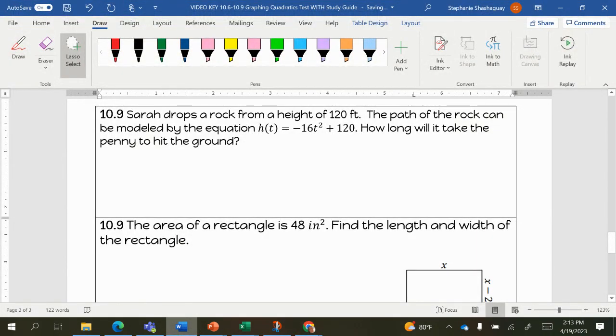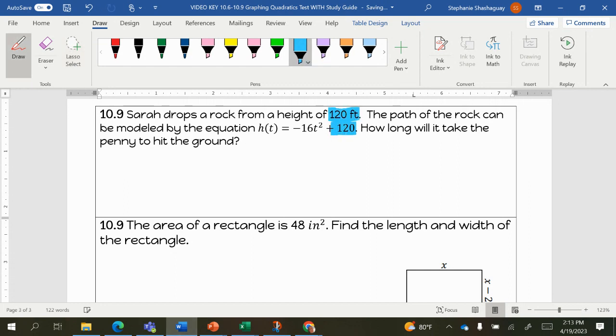All right, in that last video, we were in the middle of doing question 6 on the back of the study guide, so I just decided to start it all over again. So in this question, Sarah drops a rock from a height of 120 feet. The path of the rock can be modeled with the equation h of t is equal to negative 16t squared plus 120. How long does it take for the penny to hit the ground?